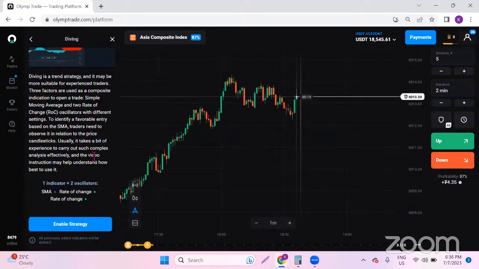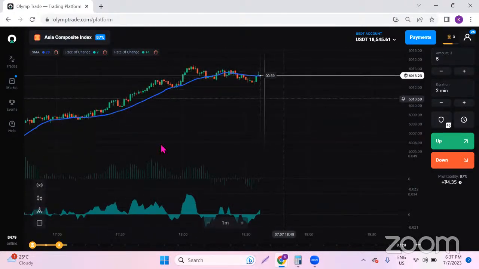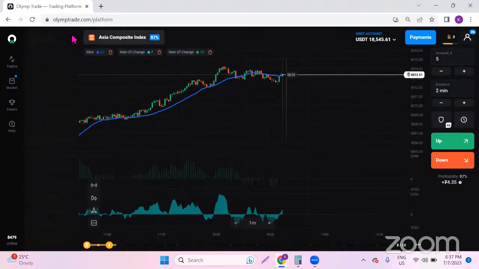So one thing is simple. We just scroll down, and we can enable this strategy from here. When you enable this strategy, you see that an SMA 20, the ROC 7 and the ROC 14 are applied. Now this is available for advanced traders, but what will our starter traders do?